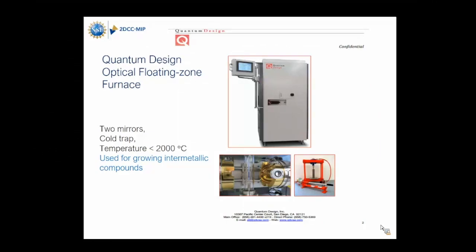And I also purchased a Quantum Design floating zone furnace. This is new. It's already delivered. It will be installed soon. It also has 2 mirrors and a cold trap, but the temperature is not that high. It is less than 2000. So this will be used for growing intermetallic compounds.